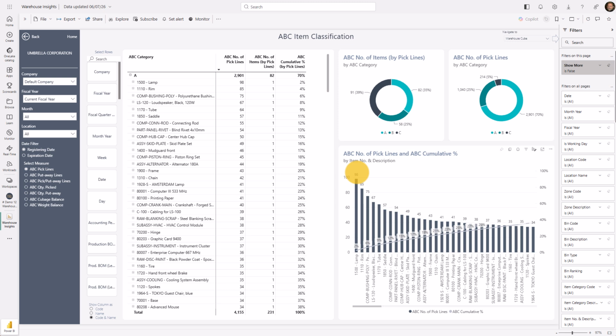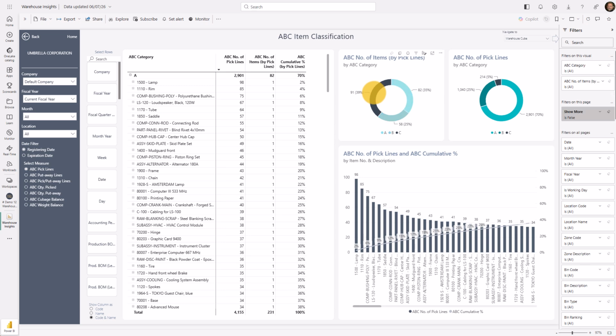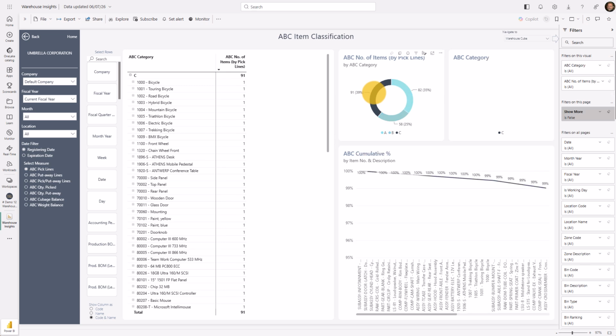Meanwhile, the C class is over 90 items, nearly 40% of the catalogue, and together they account for just 5% of the work. That's a whole argument for not treating every SKU the same. Your cycle counting, your prime slotting, your supervision should be concentrated on that vital A group. And the C list, right here, is your shortlist of candidates for destocking or discontinuation.